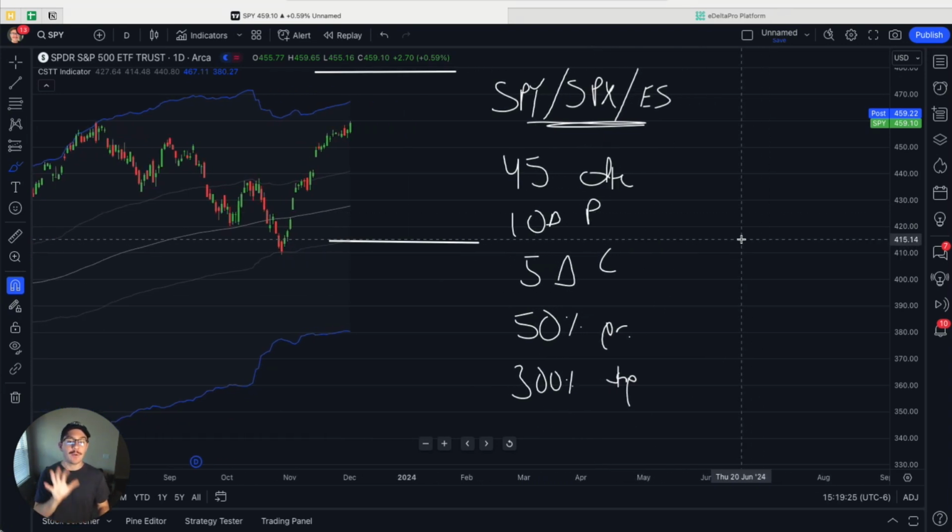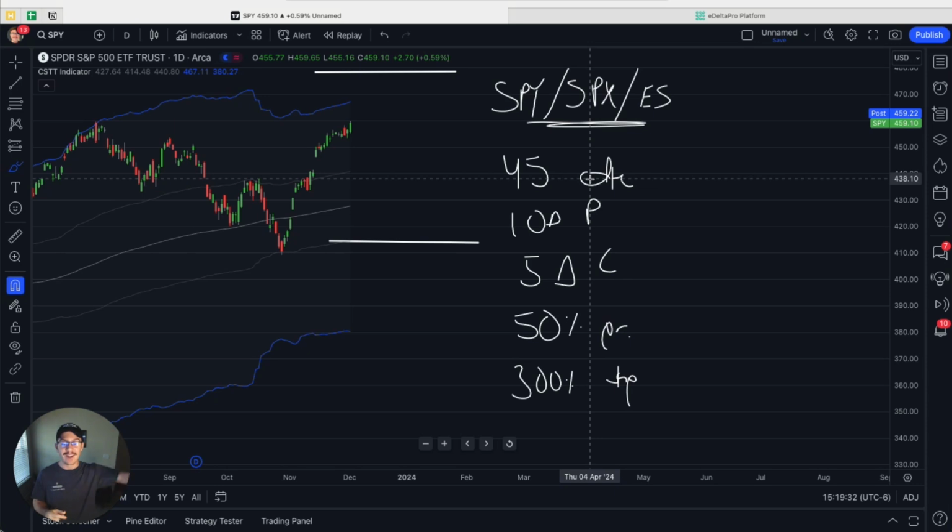Anyways, how do we set up this trade exactly? What does this mean? 45 days until expiration means we're going 45 days out in time. So the current date is December 1st. That means I'm going out in time, so I'm picking a contract that is dated to expire roughly January 15th. That is my target. That's where I'm looking to enter the trade.